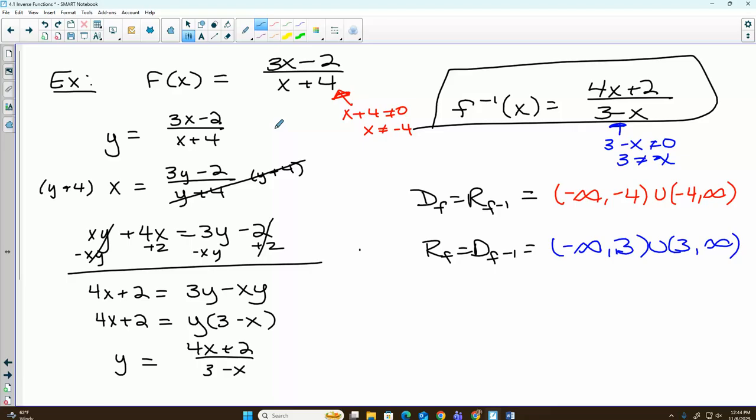Quick question. Do I need to finish solving out this one? You have to do the other one as well. Okay.